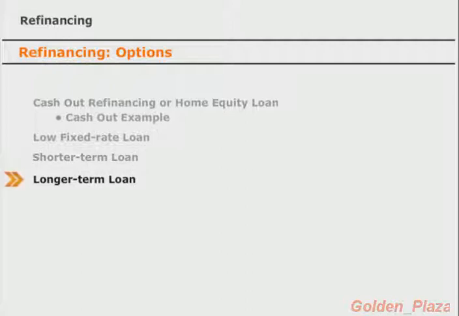If your current monthly payments are higher than is comfortable for your financial situation, then you may want to refinance to a longer-term loan. This will decrease your monthly payments because you now have more time to repay the loan.